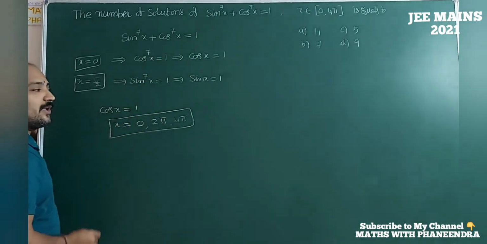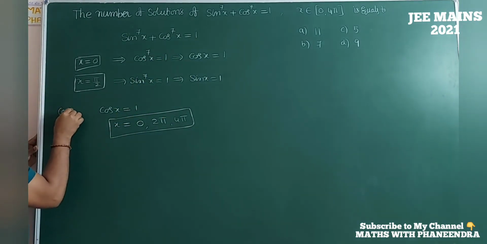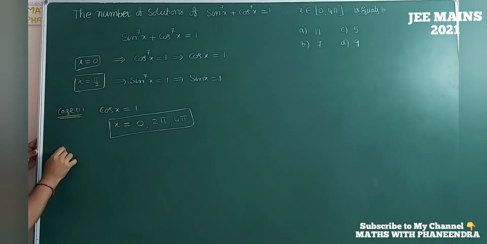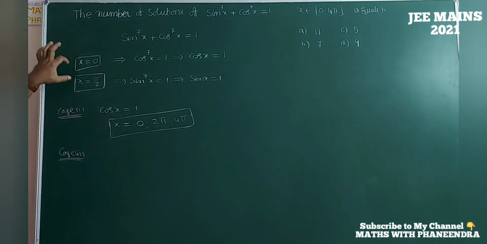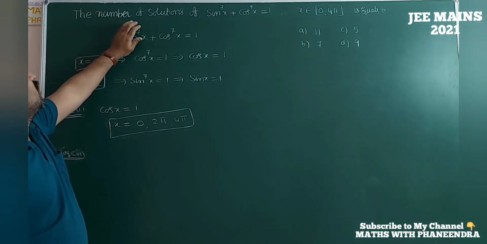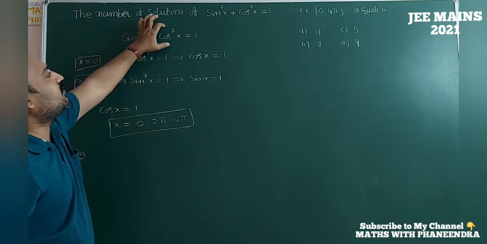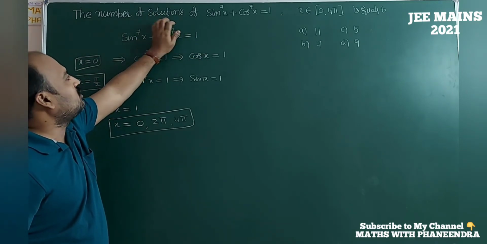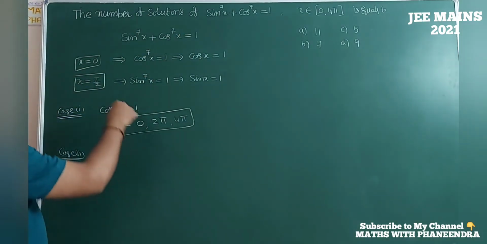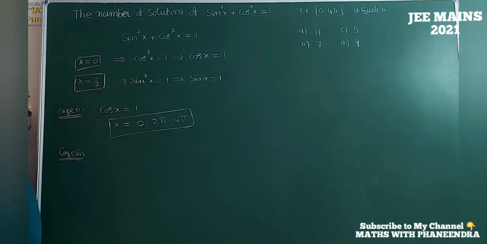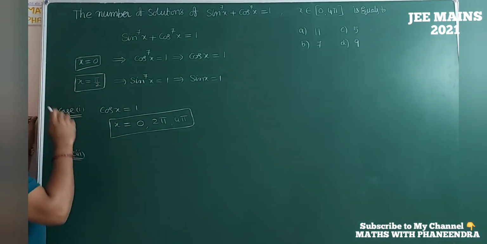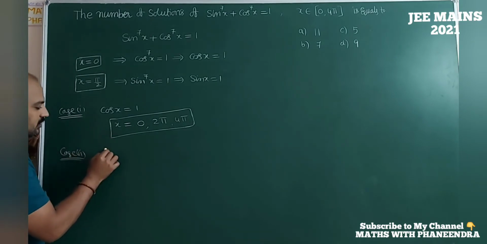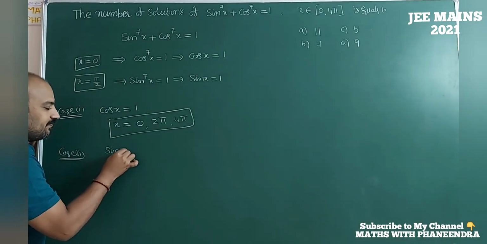Cos x, sin x also we can take now. This is case 1. Case 2. Why we are taking x is equal to 0 and x is equal to pi by 2? If this value goes to be 0, this value will become 1. If this value goes to be 0, this value is equal to 1. We are taking the solutions from sine and cos functions. Next, case 2. Sin x is equal to 1.